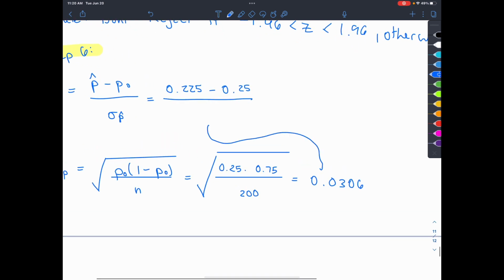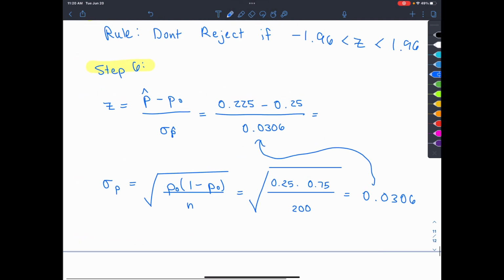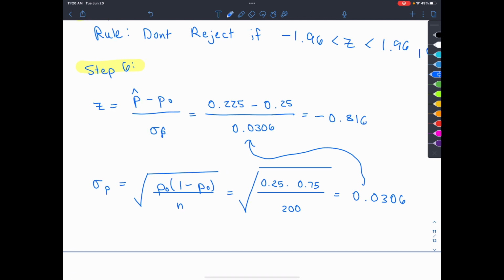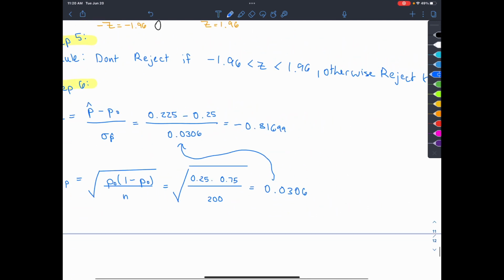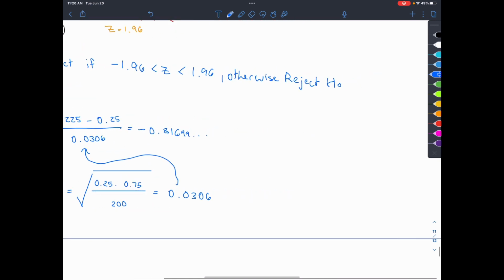So we're just going to then plug this in up here, 0.0306. And now we have all the pieces to the puzzle, and we can calculate the z statistic. So throwing that in my calculator here, I have gotten negative 0.81699 something. It goes on.